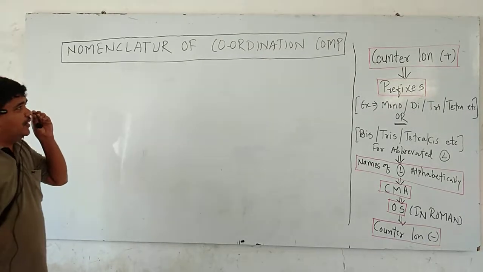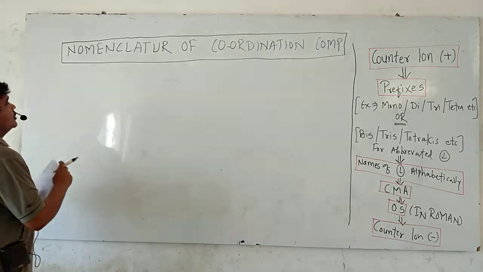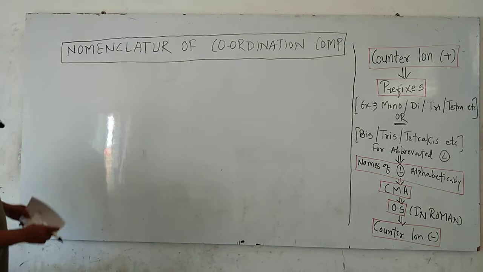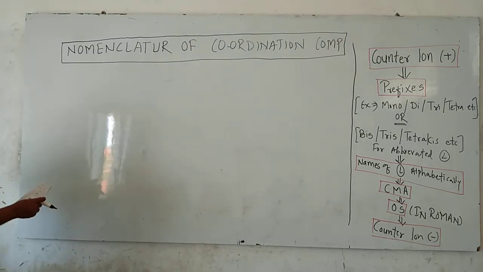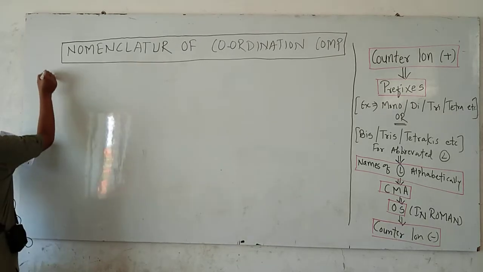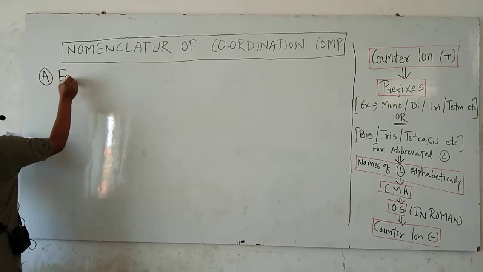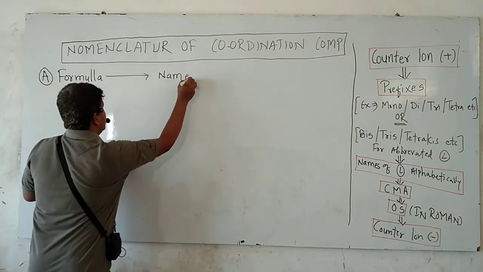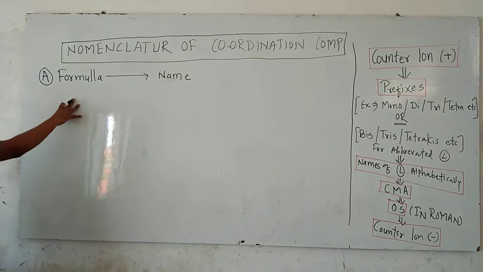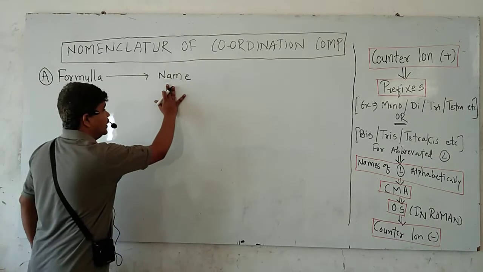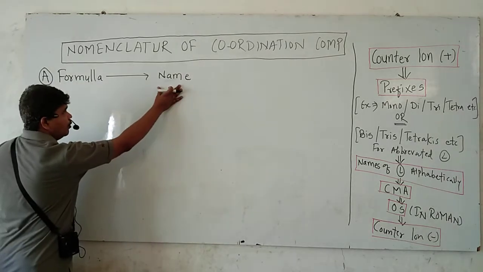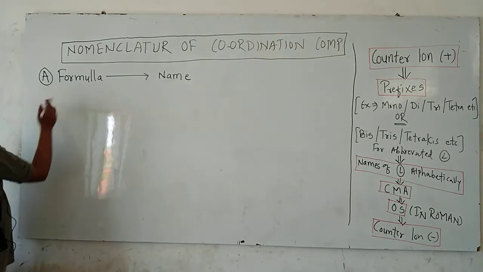Hello students, in today's session we are going to discuss nomenclature of coordination compounds. Now in the nomenclature part, two types of nomenclature you have to follow. First is formula to name. The formula of the coordination compound will be given and you will be asked the name of that coordination compound. So first we will see how to write the name of a coordination compound from the formula.